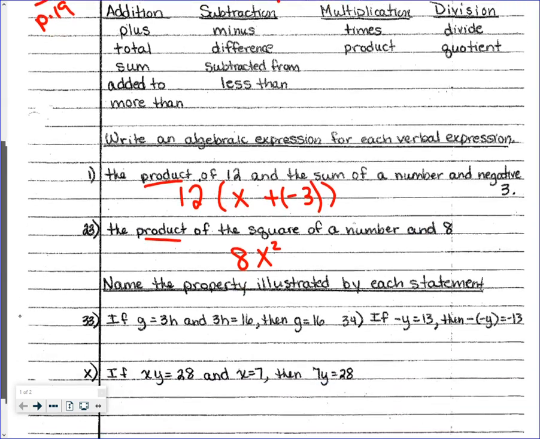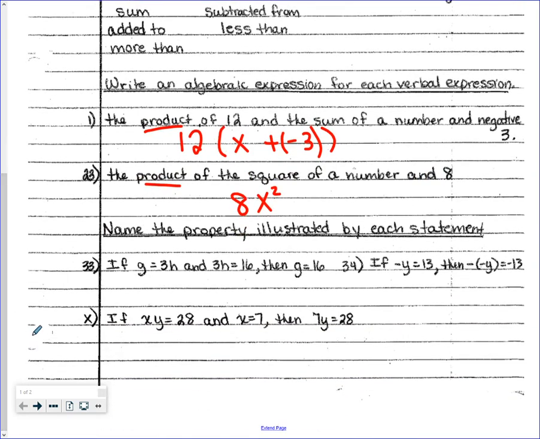Okay? Name the property illustrated by each statement. Oh, just kidding. I wanted to add one. Go back up here. I'm going to add an example right here real quick. I wanted to add this question. The quotient of, I'm out of room, but you guys get it, 5 less than a number and 12. Okay? So let me erase that because that's annoying.